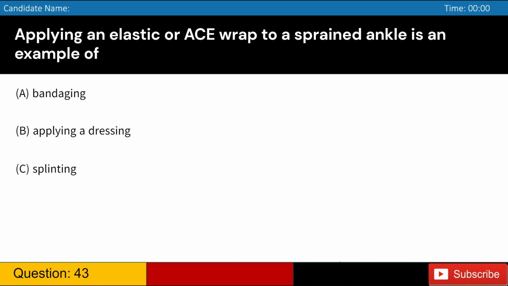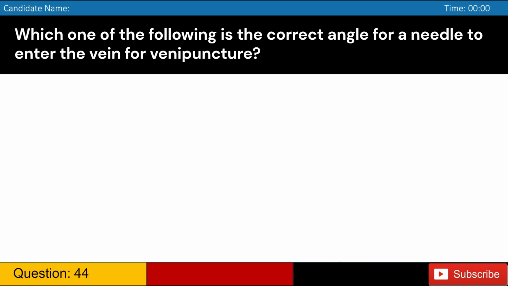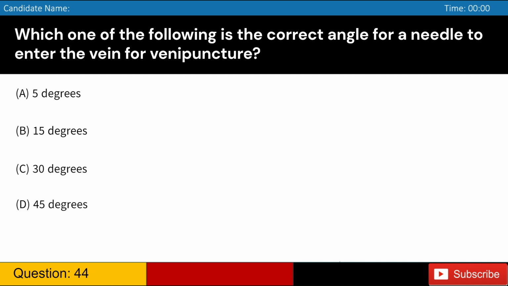C. Splinting. D. Casting. E. Treating a wound. Answer A. Bandaging. Which one of the following is the correct angle for a needle to enter the vein for venipuncture? A. 5 degrees. B. 15 degrees. C. 30 degrees. D. 45 degrees. E. 90 degrees.